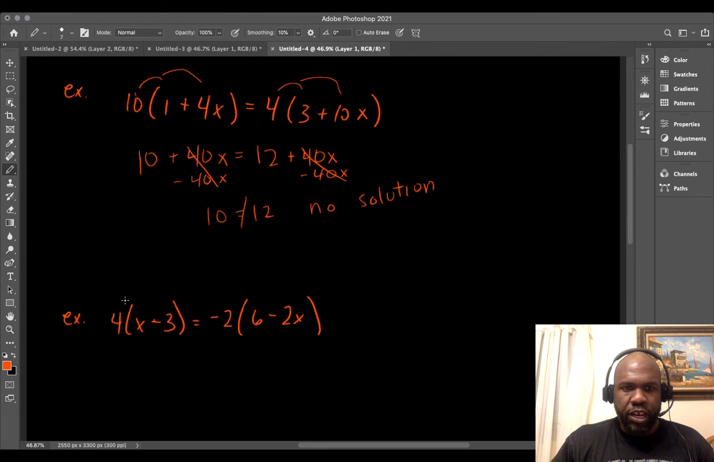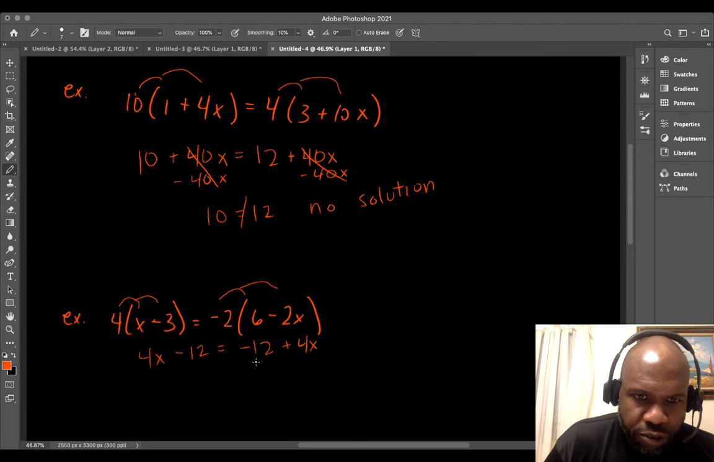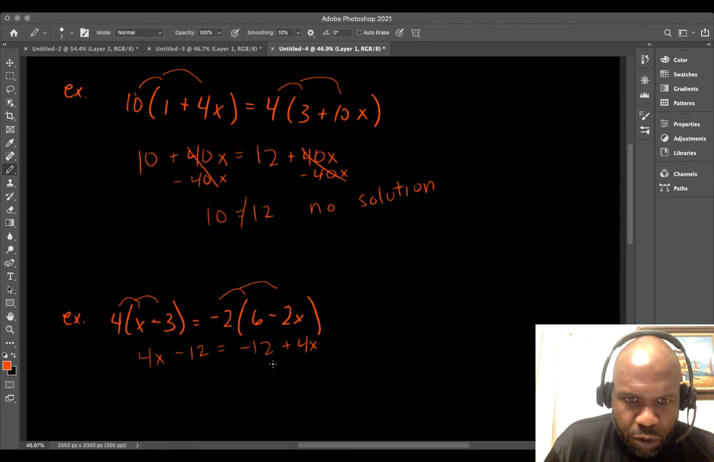Okay, so this one right here, we're going to do distributive property again. We're going to distribute our 4 in this one, our -2 in this one. So we end up with 4x minus 12 equals -12, okay, plus 4x. Okay, oh, whoa, look at that. It's a little different, but probably people are going to continue on and try to do the work here in this situation. Okay, so let's keep going on because they don't look the same.